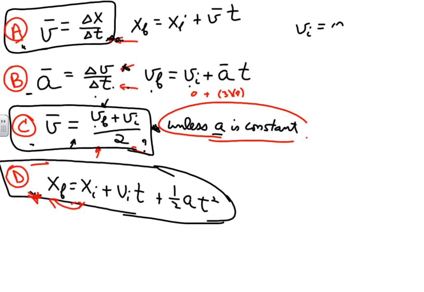Let's say V initial is, let's see, how fast were we going before I erased that thing? Remember I went from, what was the final speed? 12? 12 meters per second. Okay? That was V final. V final was 12. V initial was 0. Okay? And the acceleration was 3 meters per second squared.